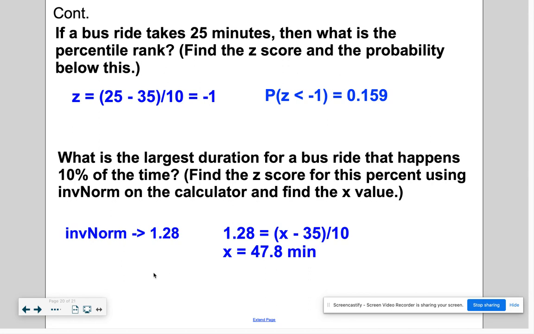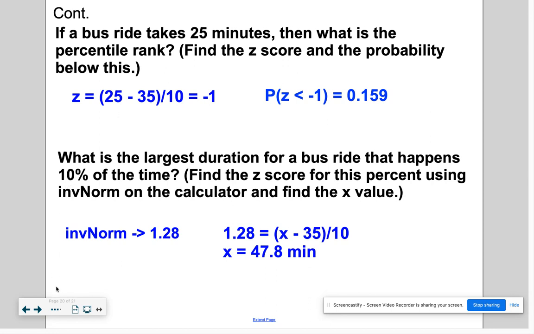So let's go on to the next question then. What's the largest duration for a bus ride that happens 10% of the time? So 10% of the time, where's the cutoff for how long a bus ride can be? Is it 55 minutes? Is it an hour? I want to know where 10% of the bus rides are really, really long. Where's that cutoff? This is a little harder because I'm giving you the percentage, the area under the curve, and I want you to tell me what that value was. So it's kind of backwards from the other problems that we did.